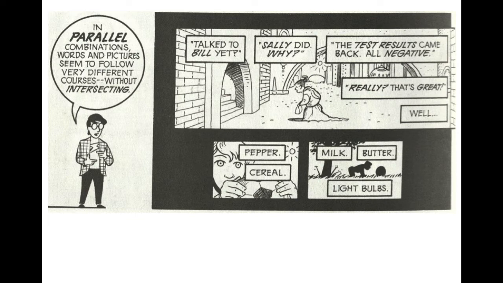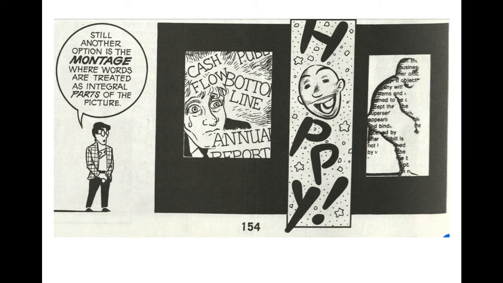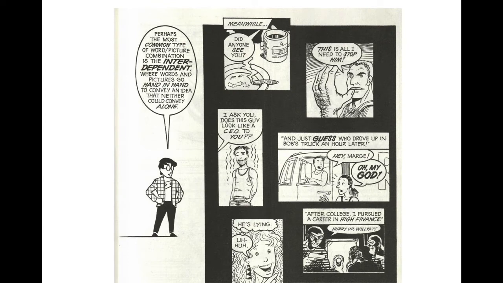Parallel combinations. Something is happening, the picture is doing something, and what's happening around it could be voices that person has heard, it could be voices from somewhere else. So it's a part of the scene, there's a logical connection, but they don't necessarily meet up. Then we get a montage, where the words are actually a part of the picture. And finally, what McCloud says is the most common, interdependent, where both the picture and the words are carrying some kind of meaning. They may not be doing the same thing, but they're doing something that creates an overall effect.